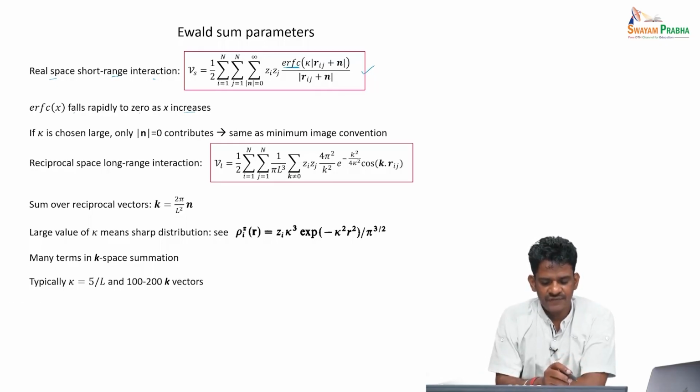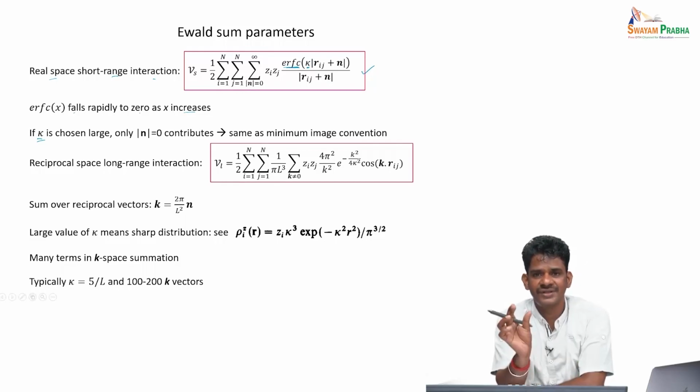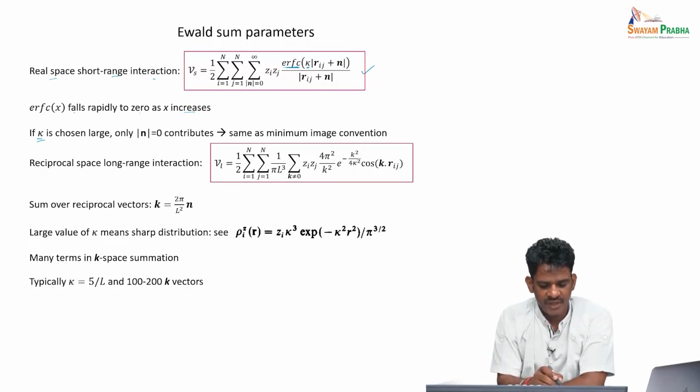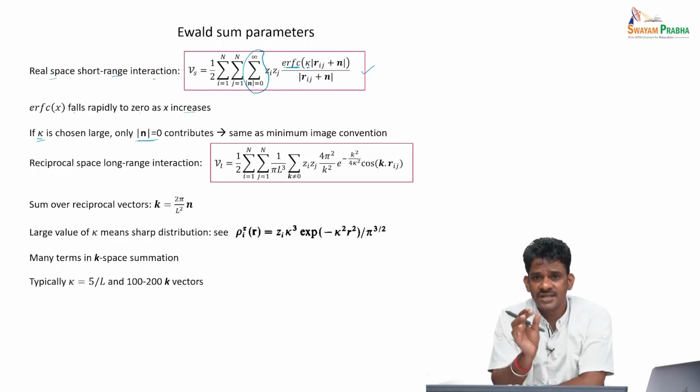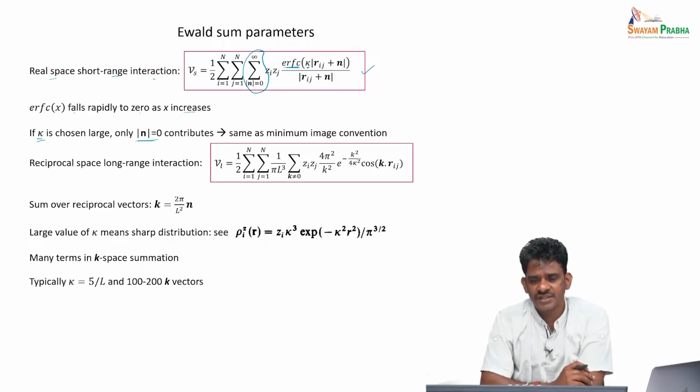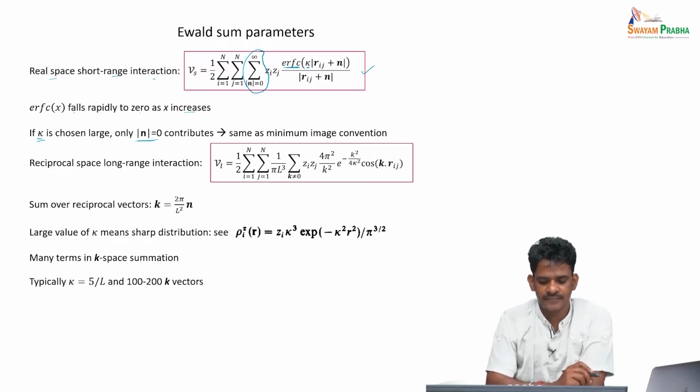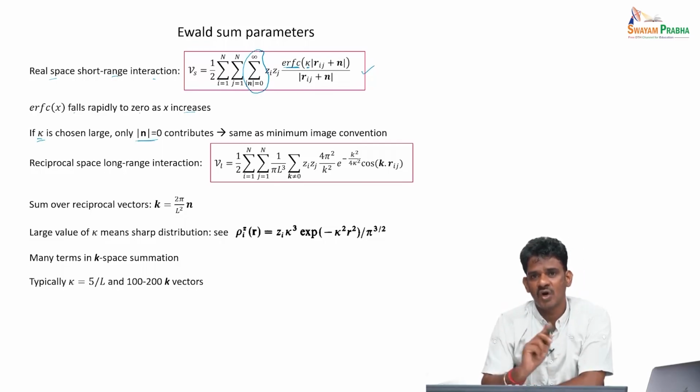So, the way you can achieve that is by choosing this kappa parameter to be large, because this is the one that controls the width of the distribution. When you keep kappa large, the imposed charge distribution becomes very narrow, and the implication of that is only the term where the modulus of n equals 0 contributes. That means in this summation, you do not have to sum over all the neighboring boxes, only the central simulation box will contribute maximally when you choose kappa large. So, just keep with the central simulation box.